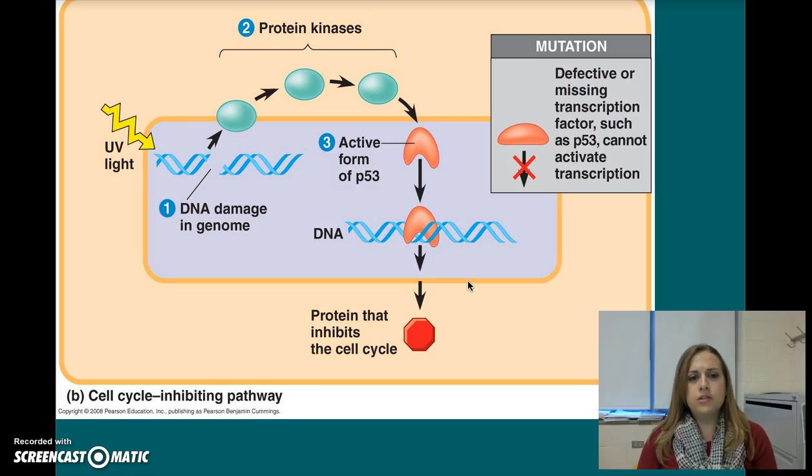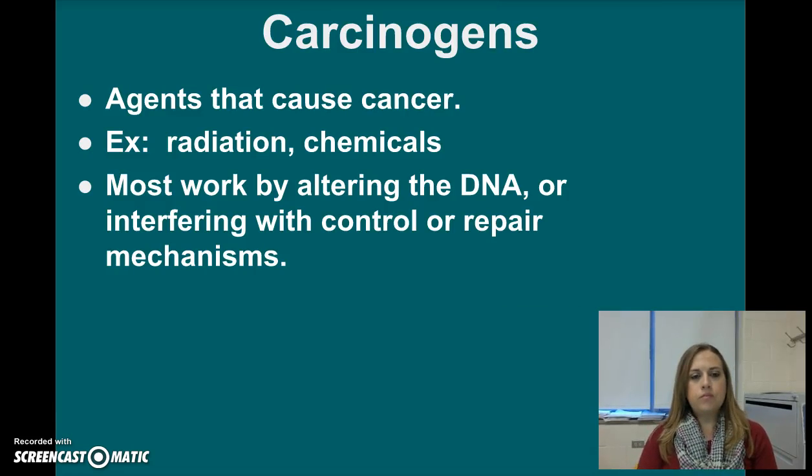That's how the system should work. Again, however, when you have a mutation in this P53, it can't activate the transcript, and so you're not going to get the proteins that stop or slow down cell division. So this cell that has damaged DNA is going to keep growing and dividing and producing daughter cells that have issues with their DNA as well.